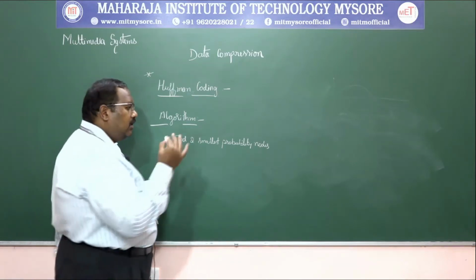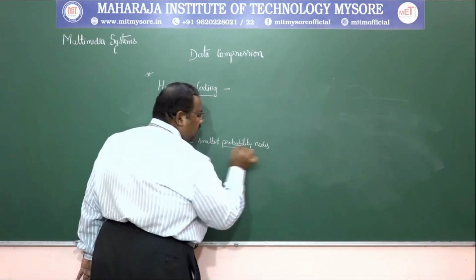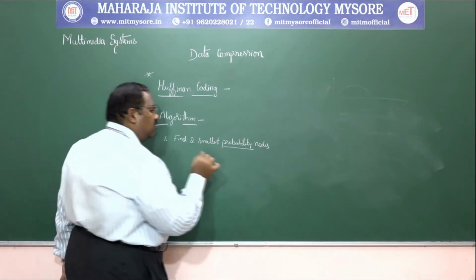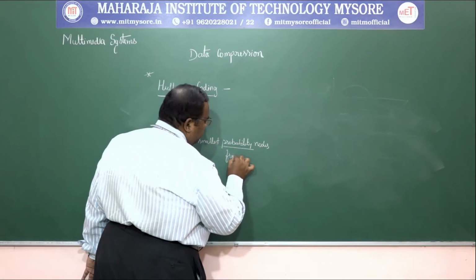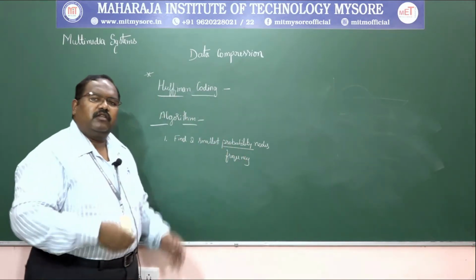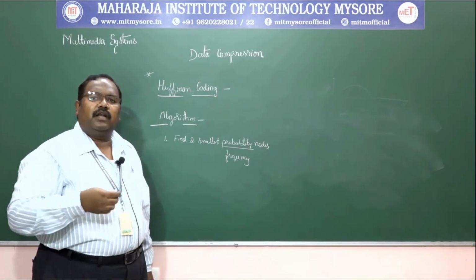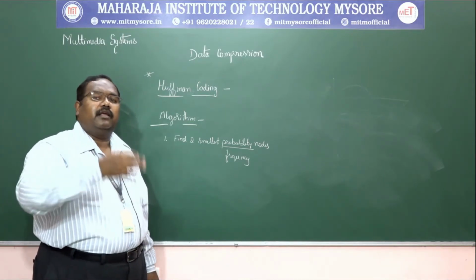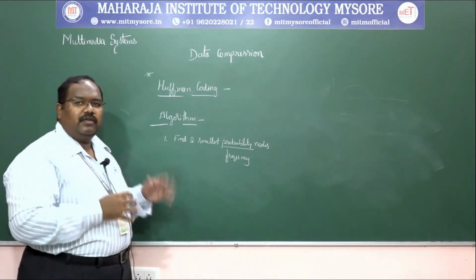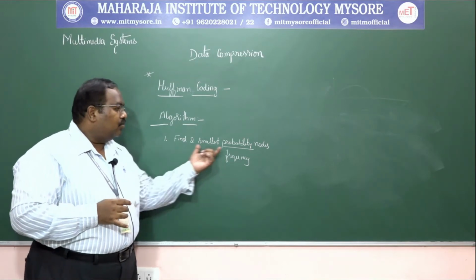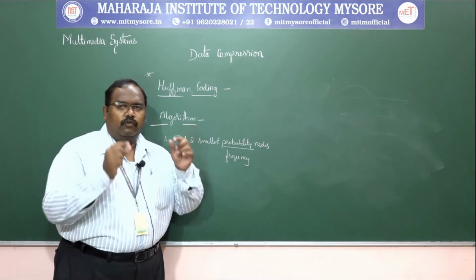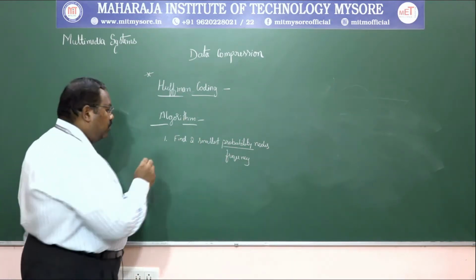Okay. Here in some of the papers, in a question paper, instead of using the word probability, I have even seen them using the word frequency. Like most frequently occurring nodes, or more probability of occurring. So both carry a single meaning. The first thing is, in a given set of sequence, find the two smallest or the two most frequently occurring valued nodes.